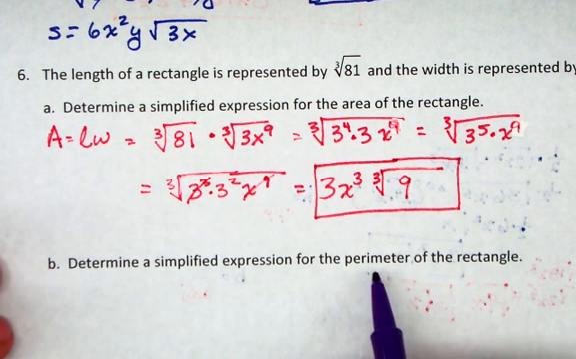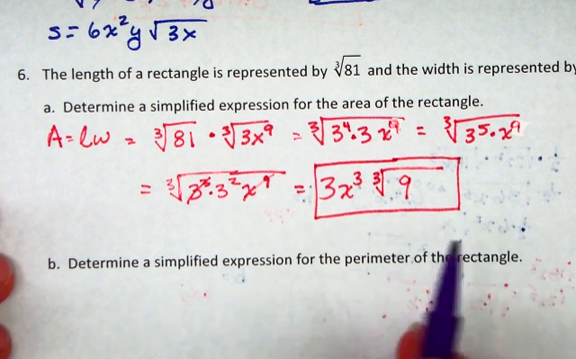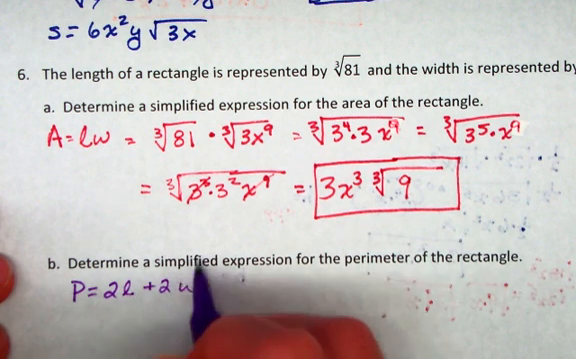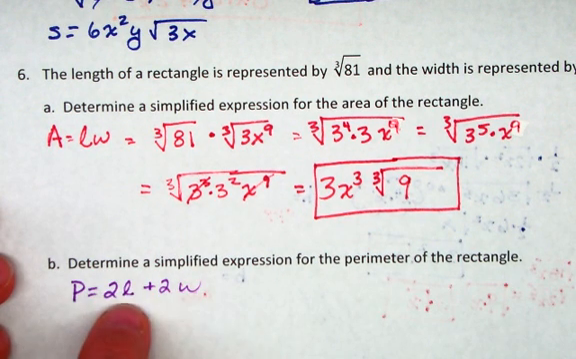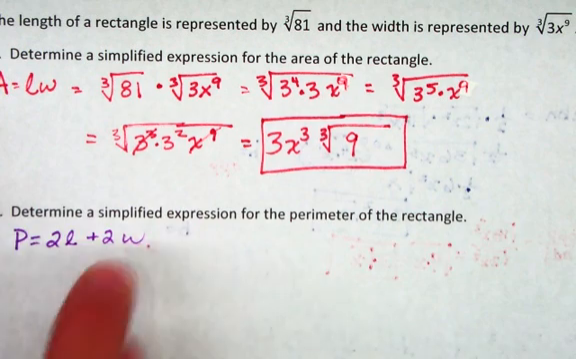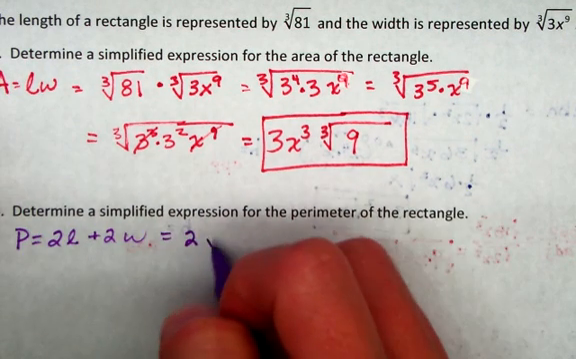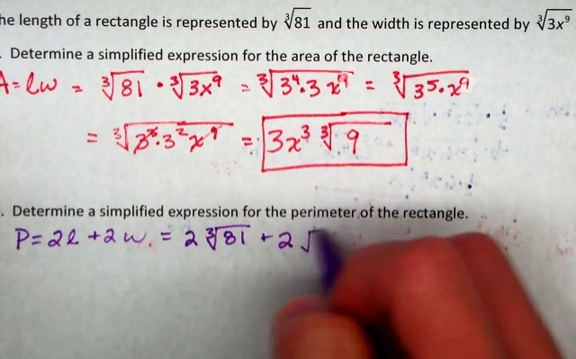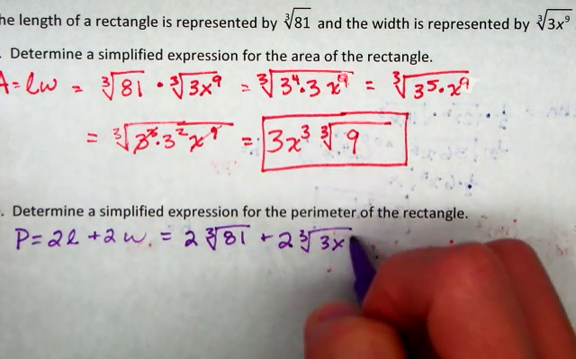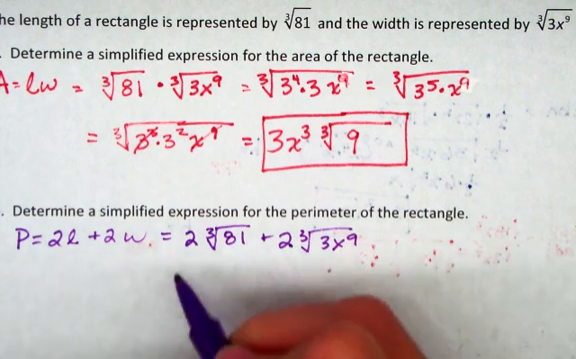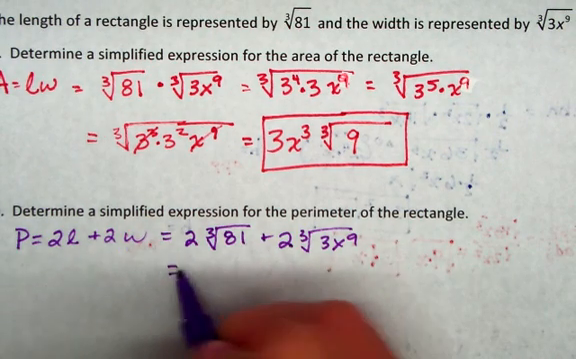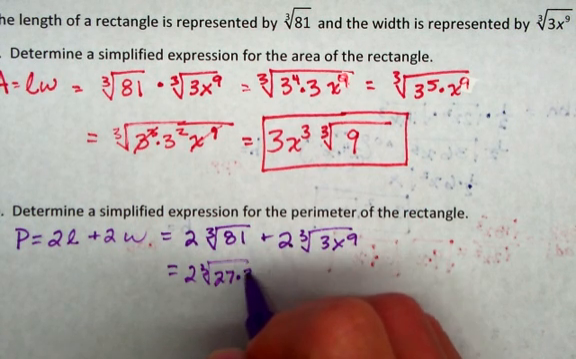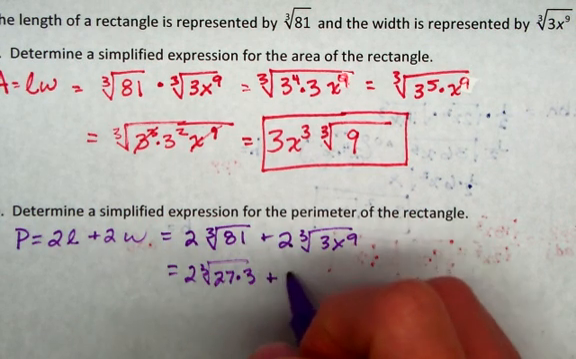Now, if I'm trying to find the perimeter of the rectangle, okay, the perimeter is 2 times the length plus 2 times the width. So I'm adding up the 2 lengths and I'm adding up the 2 widths, okay? So that's going to equal twice the cube root of 81 plus twice the cube root of 3x to the 9th. All right. So if we simplify, this would be twice the cube root, 81 is 27 times 3, plus twice.